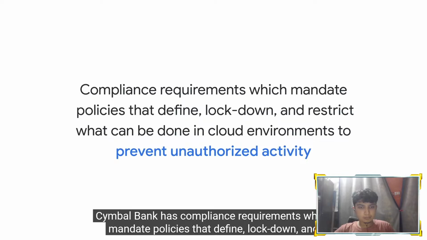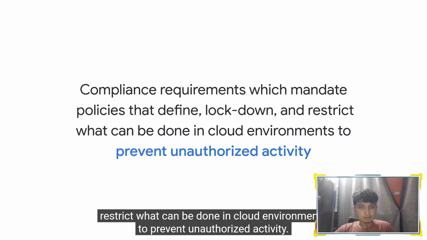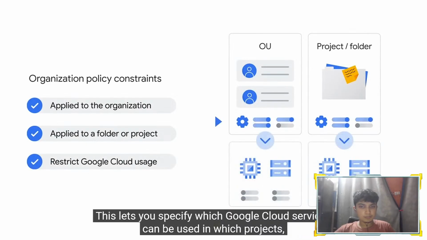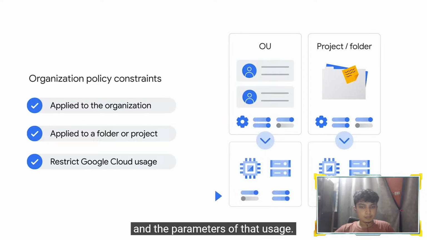SimpleBank has compliance requirements which mandate policies that define, lock down, and restrict what can be done in cloud environments to prevent unauthorized activity. Organization policy constraints can be applied to the organization or any folder or project, and restrict how Google Cloud can be used. This lets you specify which Google Cloud services can be used in which projects, and the parameters of that usage.